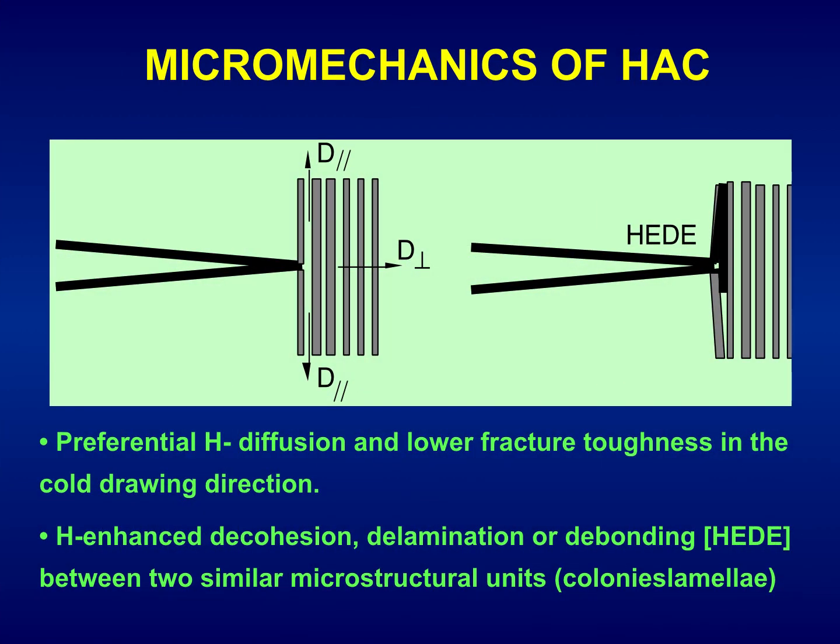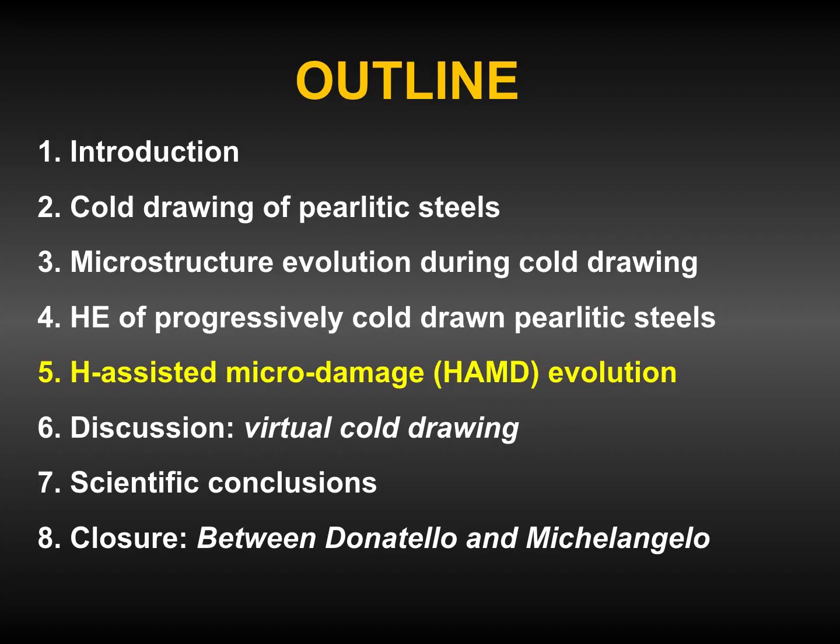Then, micromechanics of hydrogen-assisted cracking: we have preferential hydrogen diffusion and lower fracture toughness in the cold drawing direction. Preferential D parallel diffusion, parallel to the plates, parallel to the fibers, and a slower hydrogen diffusion perpendicular to the plates, perpendicular to the fibers. Then we have hydrogen-enhanced decohesion, delamination or debonding, HEDE, between two similar microstructural units, either colonies or lamellae. Hydrogen-assisted microdamage, HAMD, evolution.